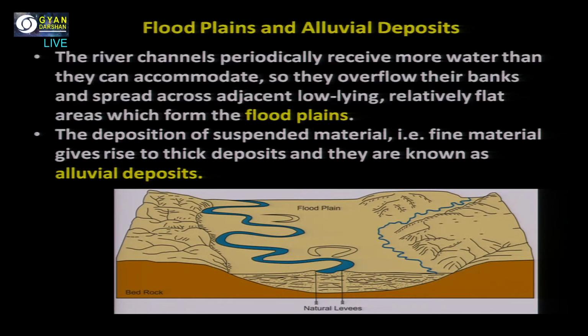Another one, in the next slide, you can see the floodplains and the alluvial deposits. So floodplains, here you can see the river channels when they periodically receive more water than they can accommodate.